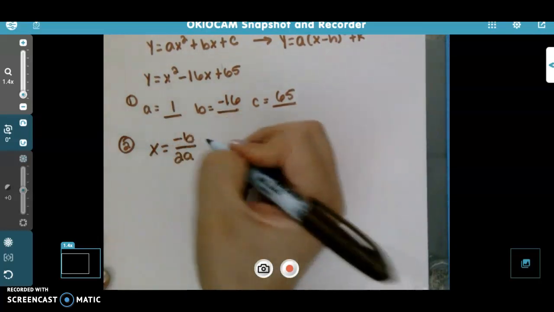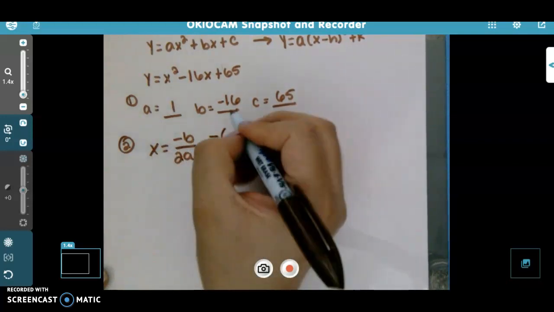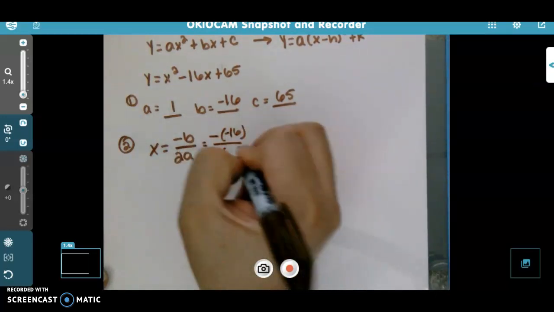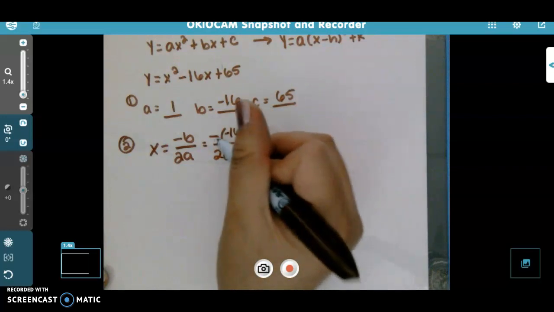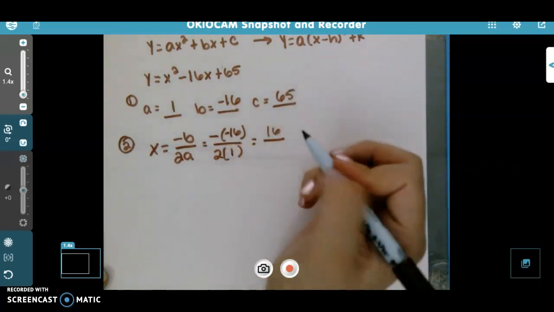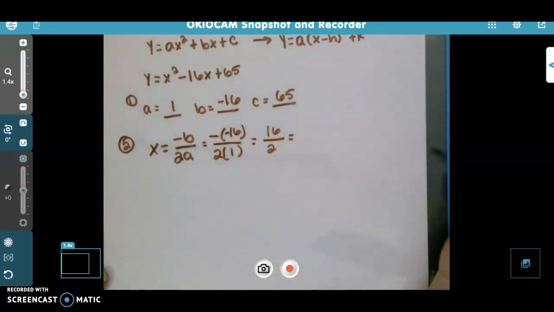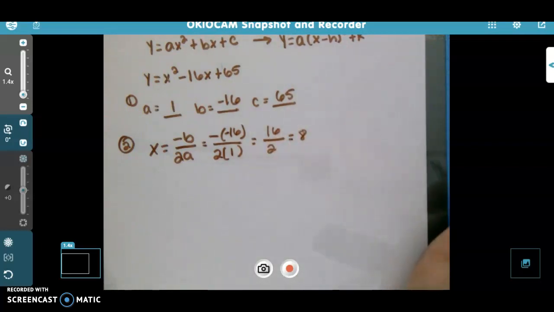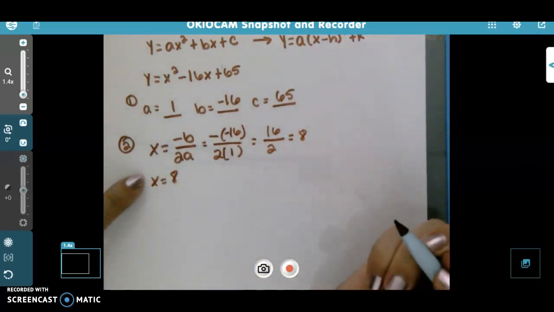Okay, so this negative is independent of b. So it would be equals negative parentheses, what is my b coefficient? Negative 16, over 2 parentheses, what's my a coefficient? 1. Okay, so then I would multiply negative times negative 16 is positive 16, over, and then 2 times 1 is 2. So automatically you should know 16 divided by 2 is, what is it, guys? It should be 8. Okay, so we know that x equals 8. So that's my axis of symmetry here.